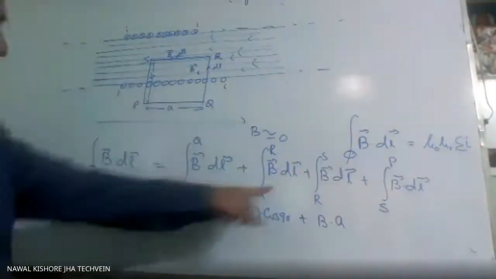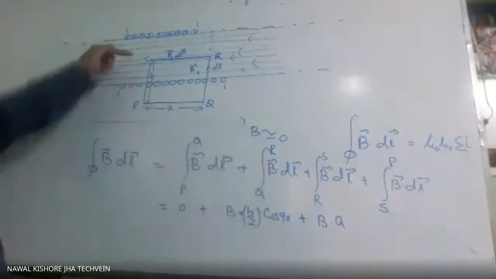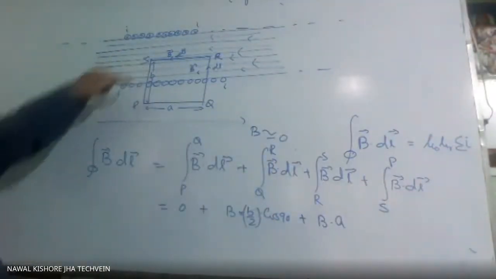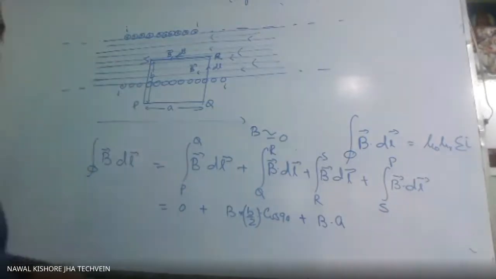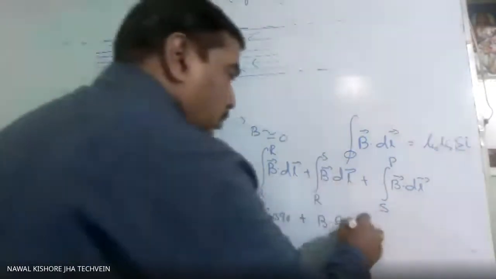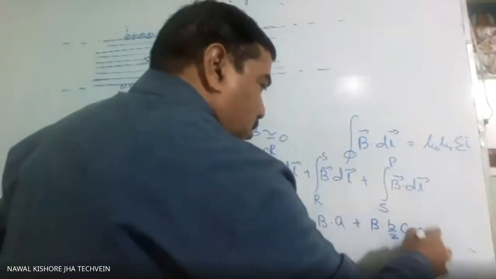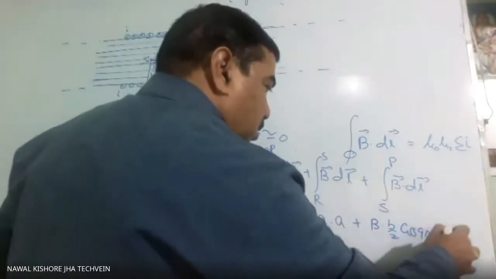S to P is the same as this. From S to here it will become 0, meaning the magnetic field is 0 here, and the angle is 90 degrees. So this part will also be 0, cos 90 plus 0.